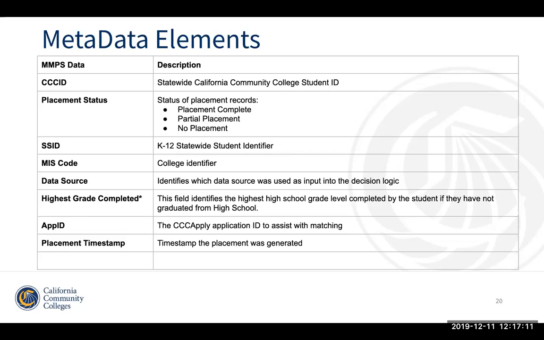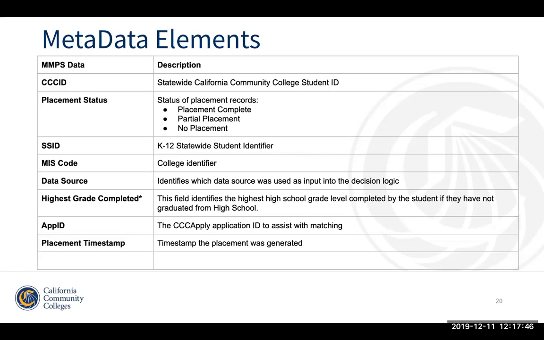In the event that we go out to see if there's transcript data available for students and we come back empty-handed, that's going to result in an inability to provide any placement information or recommendations for that specific student. Your college will receive a notification from MMPS that says we attempted to generate recommendations for this specific student, but because of the lack of any data, we came up empty-handed. So we do notify the colleges when that situation arises.